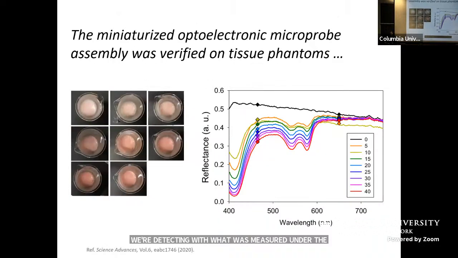We went ahead and calibrated it, developed some tissue phantoms and took measurements, and we compared the large instrument with the optoelectronic microprobe assembly. This is reflectance data on these phantoms. Obviously the full spectrum is coming from the larger research instrument that we have, and these individual data points at these 2 wavelengths are coming from the optoelectronic microprobe assembly. So the instrument is working as we would anticipate, and we have a good correlation between those ratios that we're going to calculate at the end of the day. This is just a verification of the instrument.